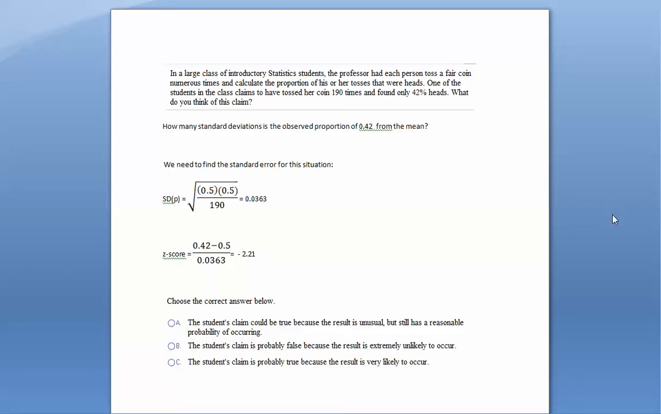Hi, it's Dr. Weideman. I'm going to show you how to work some problems from Chapter 15 using the calculators in StatCrunch. So here's a problem here.